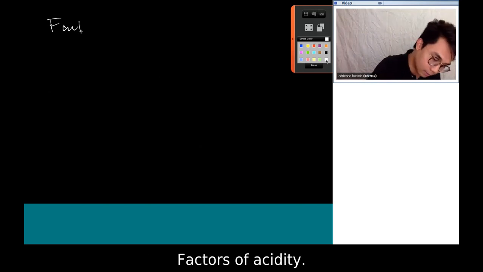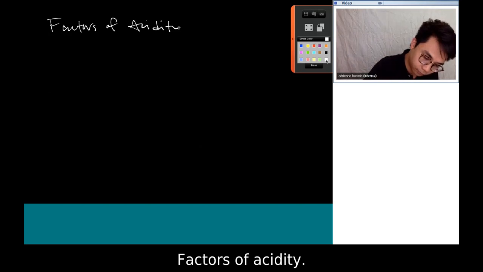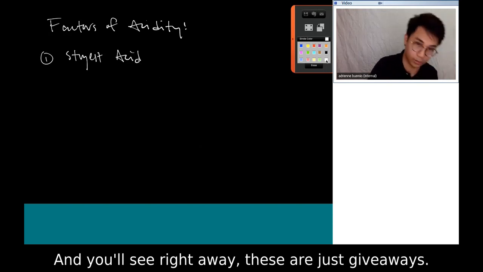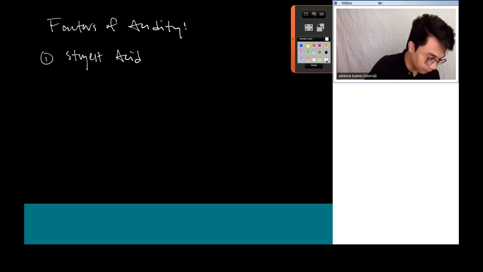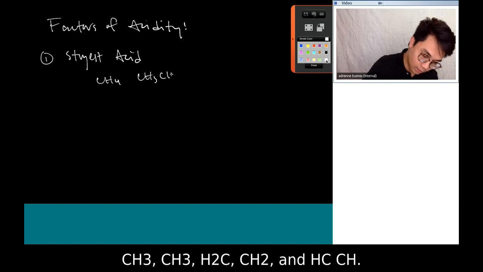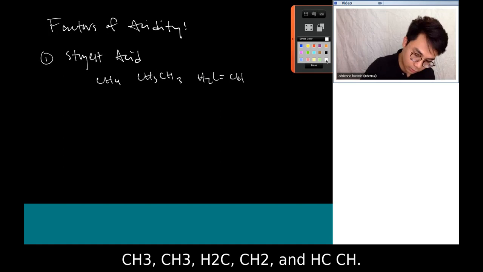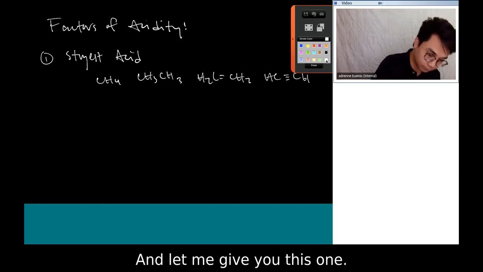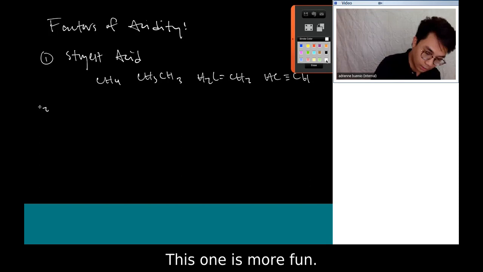Factors of acidity. So one, which one of these is the strongest acid? And you'll see right away, these are just giveaways. CH3CH3, H2C=CH2, and HC≡CH. And then let me give you this one. This one is more fun.